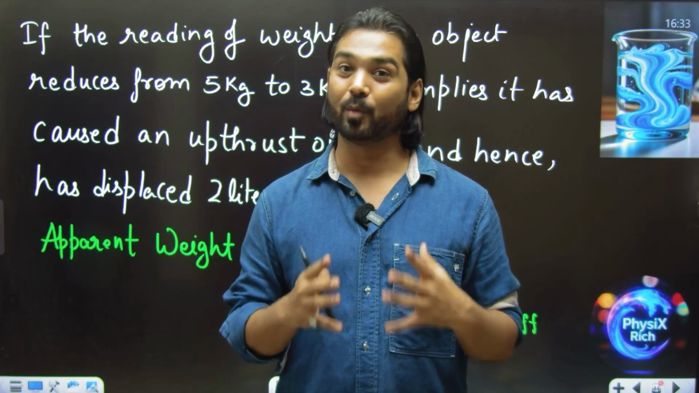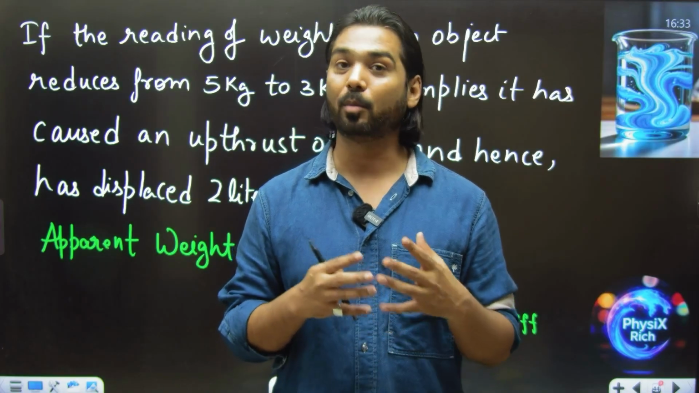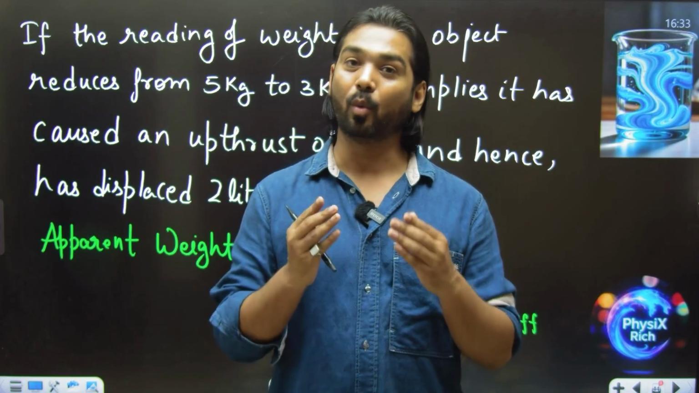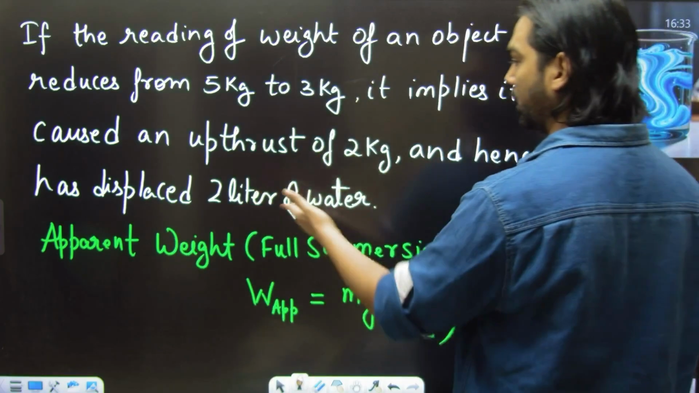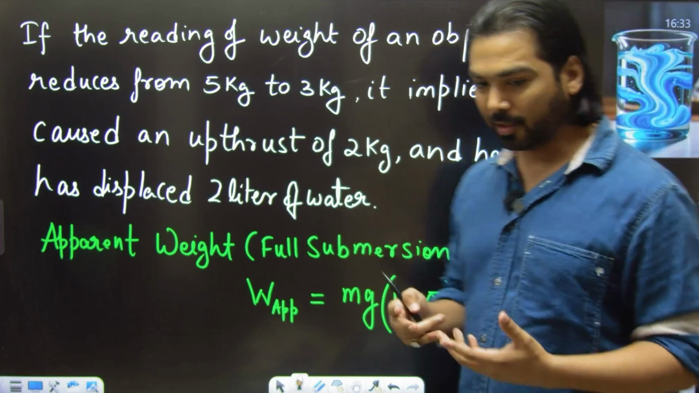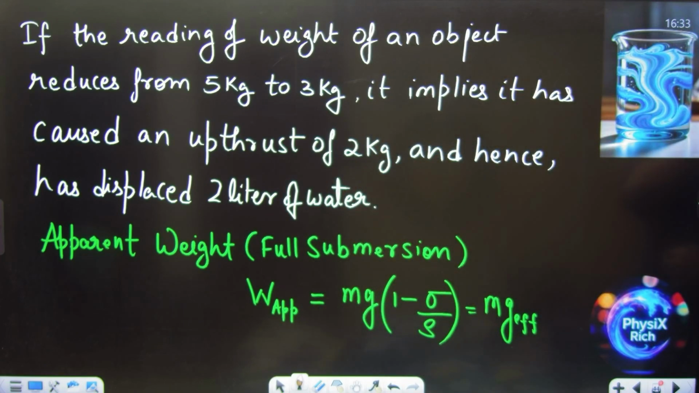So with the help of apparent weight or with the help of buoyant force, you can judge what's the volume of the object. So if it is displacing 2 liters of water, then it must mean that the volume that it is displacing is also 2 liters. So its own volume can be 2 liters.